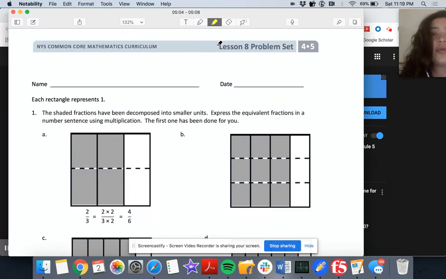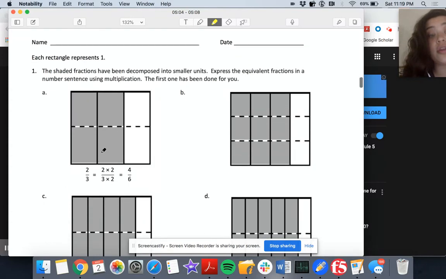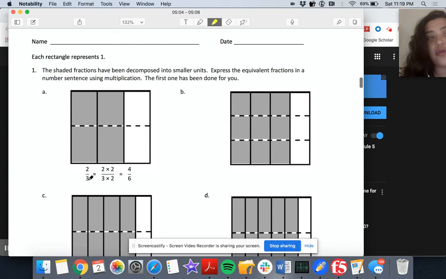Today, we will be working on this lesson 8 problem set. And this week, it will be just building upon what we've been working on last week with the area models and most importantly, showing that fractions are equivalent. Today, we will not only be using just the area model, we will also be saying that fractions are equivalent by using multiplication.